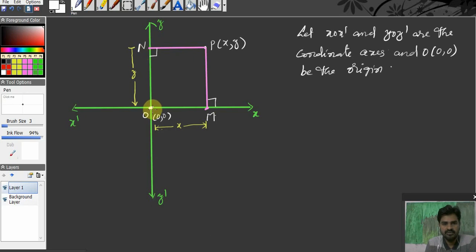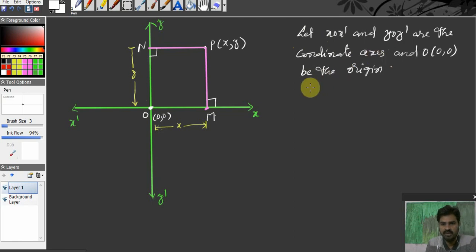After getting the feet of the perpendiculars, the distance from the origin to these feet gives the coordinates. The absolute value of the x coordinate is the distance from the origin to the foot of the perpendicular of P on the x-axis. In the same way, the absolute value of the y coordinate gives the distance from the origin to the foot of the perpendicular of P on the y-axis. So OM is equal to x and ON is equal to y. So we write x dash, x, y, y dash, and O is the origin.